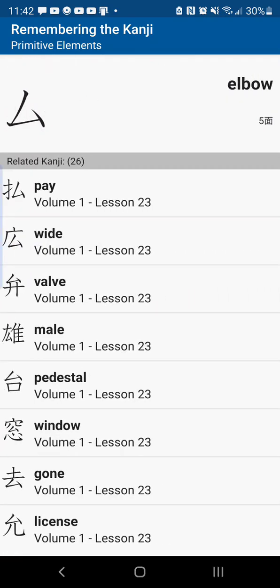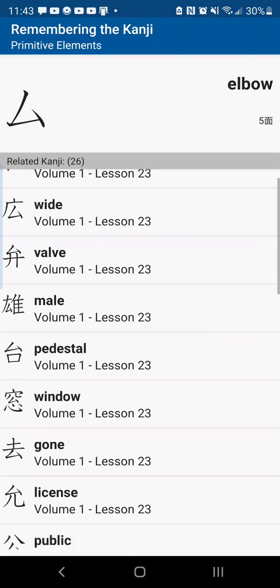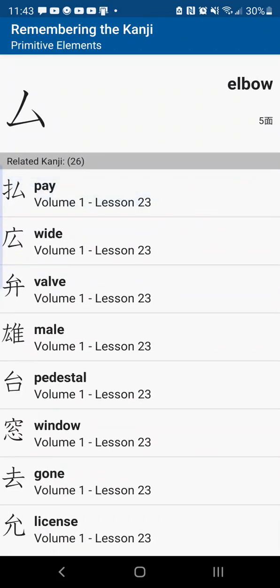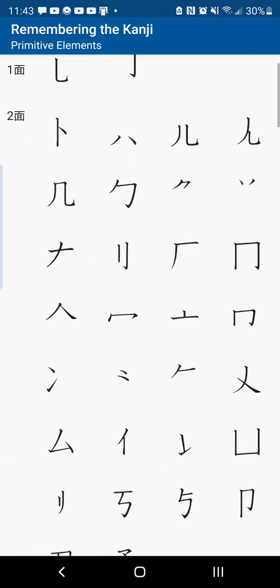Elbow. I feel like I've seen this in something that looks more like it. I think it looks like a 4, but I could visualize it as a left elbow sticking out with a hand on the right-hand side. So the elbow, where are we?